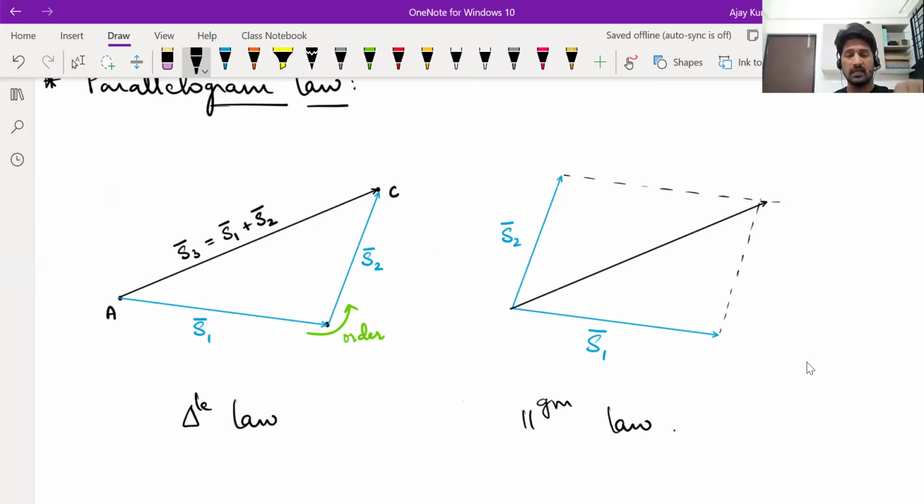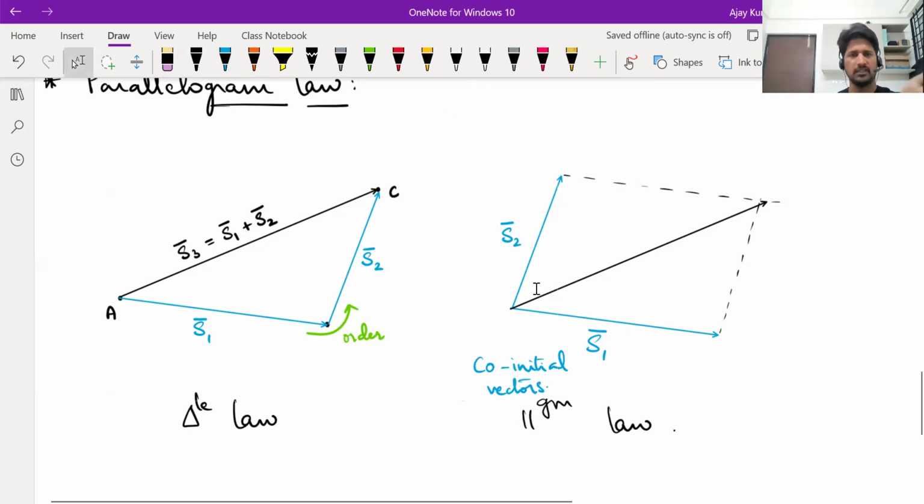So when do you use triangle law to visualize the resultant? When the vectors are in order, meaning the tail of one is at the head of the other. When to draw the resultant using parallelogram law? When both tails are at the same point. These are called co-initial vectors, meaning their initial point is the same. Remember, triangle law or parallelogram law, they give the same resultant. The way you draw the resultant is different. Is this clear to all of you? Any doubts in this?